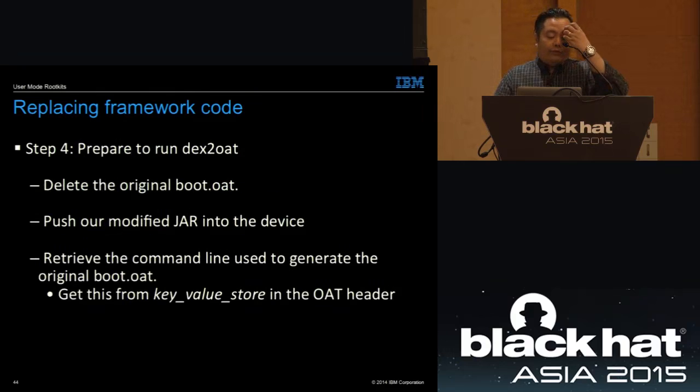Now, after we've done that and we've pushed the modified jar into the device, we delete the original boot.auth. Then we retrieve the command line used to generate the original boot.auth. We can get this from the key value store field in the auth header. If you remember, there is a key value store field there. That's a dictionary that contains the command line used to generate the boot.out.